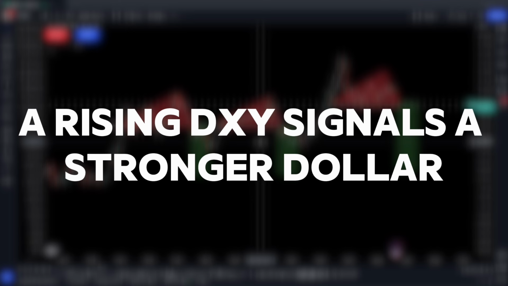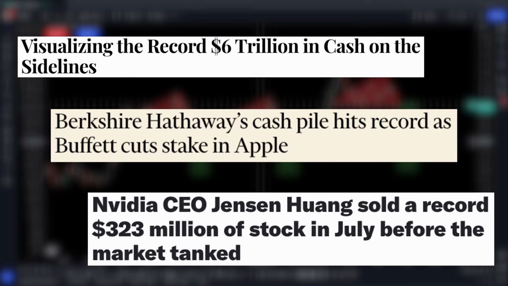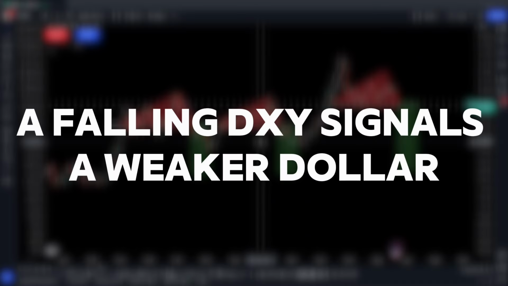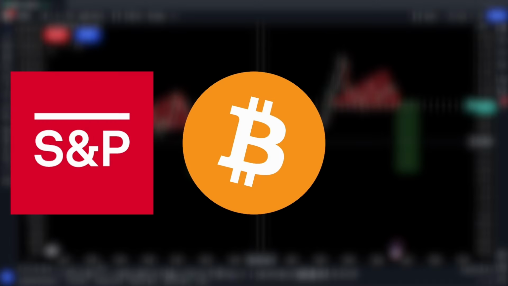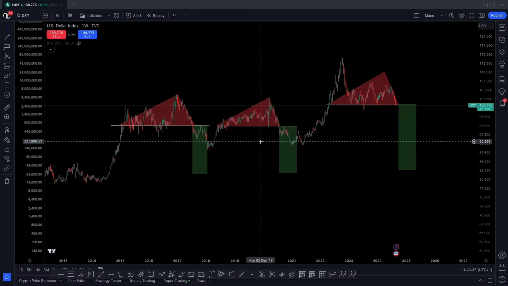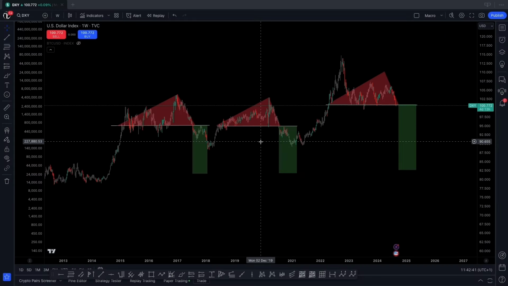Put simply, a rising DXY signals a stronger dollar, making cash king. This often leads to sell pressure across various markets as investors hedge by holding cash. Conversely, a falling DXY indicates a weaker dollar, prompting investors to seek alternative stores of value like stocks, cryptocurrency, commodities, and more to protect against the dollar's decline. Often the DXY drops indirectly due to inflation, leading investors to hedge by buying assets.